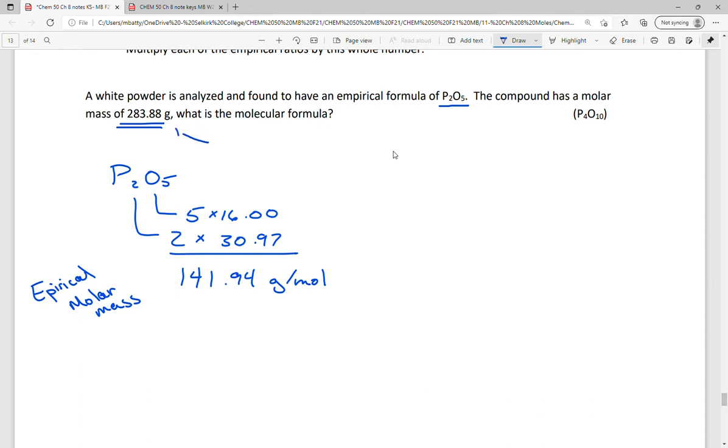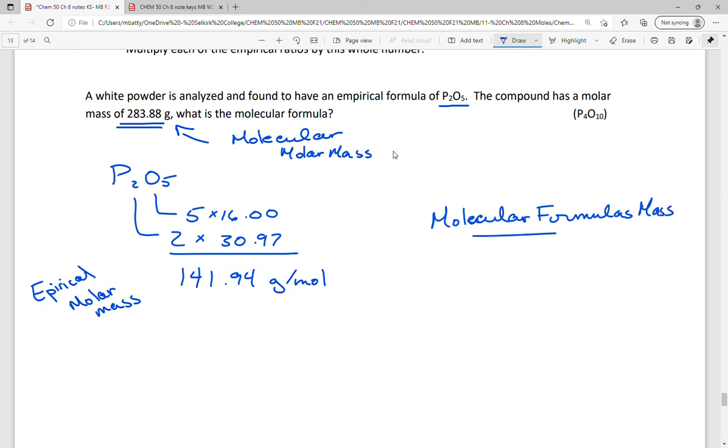And we're given the molecular molar mass or formula mass. So many words. Basically, in this one, we can figure out what that scaled up version is if we take the big number and divide it by the small number. I like doing it this way. It's the molecular formula mass divided by the empirical formula mass.